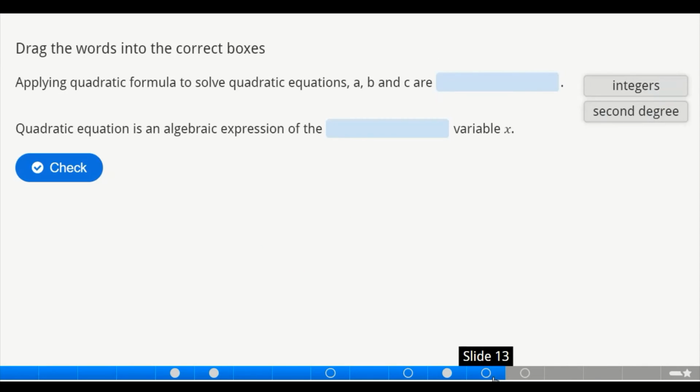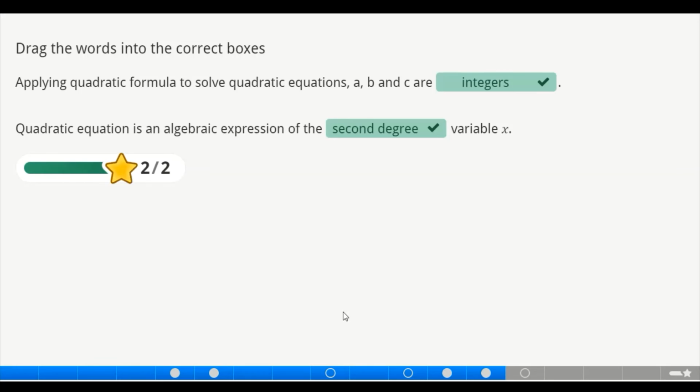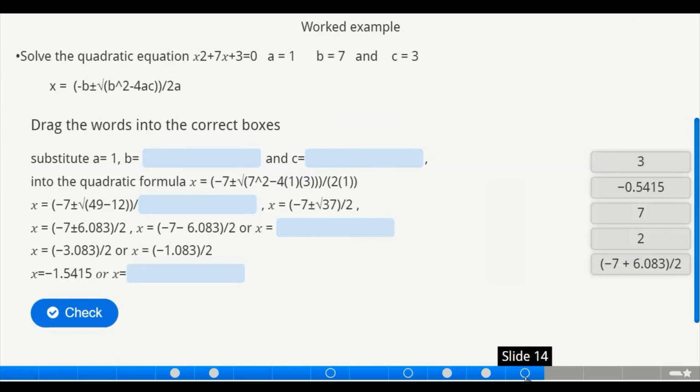Okay, before that we have an activity here. Apply the quadratic formula to solve a quadratic equation. A, B, and C are what? What is A, B, and C? A, B, and C under quadratic equations are integers because they can take a negative value or a positive value. Now, a quadratic equation is an algebraic expression of the second degree in the variable x. So that gives us another highlight to the definition of what? Quadratic equation.